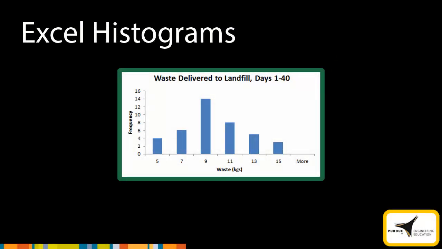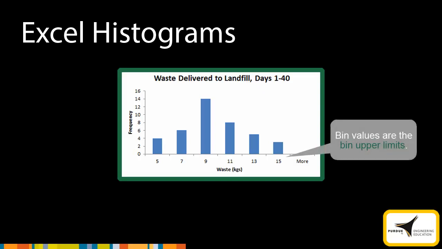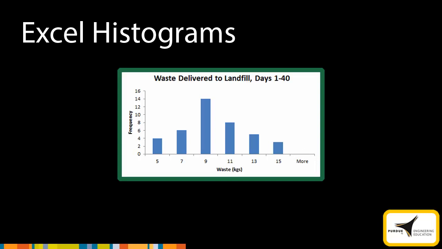The histogram shown here was created in Excel. A key point to remember about Excel histograms is that the numbers on the x-axis refer to the upper limit of each bin, not the bin center point. For example, the first bin in this histogram begins at 3, which is the minimum value in the dataset, and ends at 5.